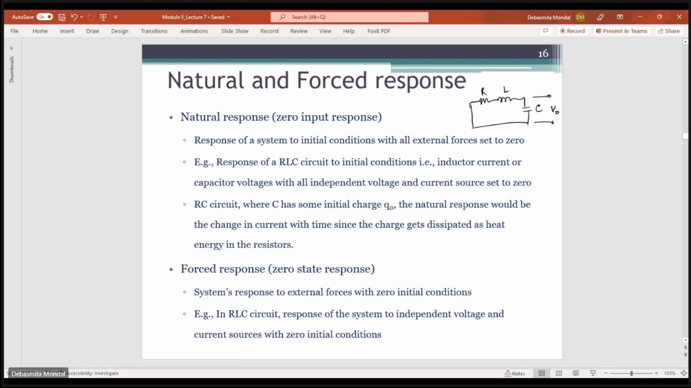And the forced response means that the system has a zero initial condition and the system is subjected to external forces. For an electrical circuit, the external forces will be some current source or voltage source. So if you have an RLC circuit, let's say, which has zero initial condition, but which is being driven by an independent voltage or a current source, in that case, the response of the system will be known as the forced response.